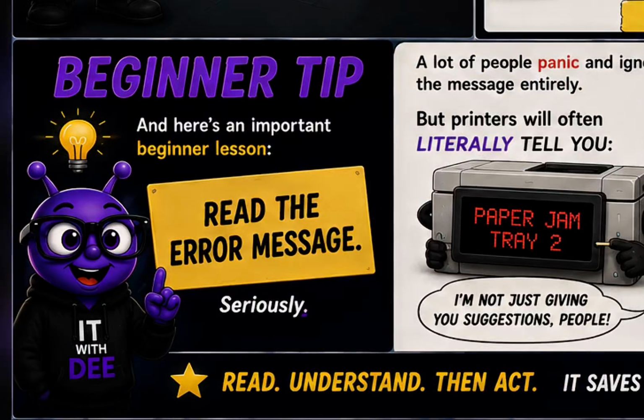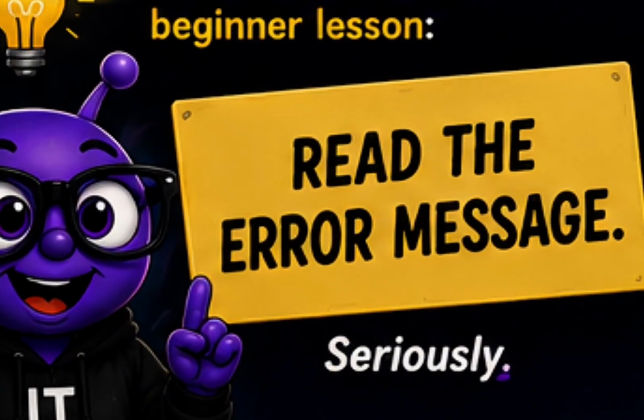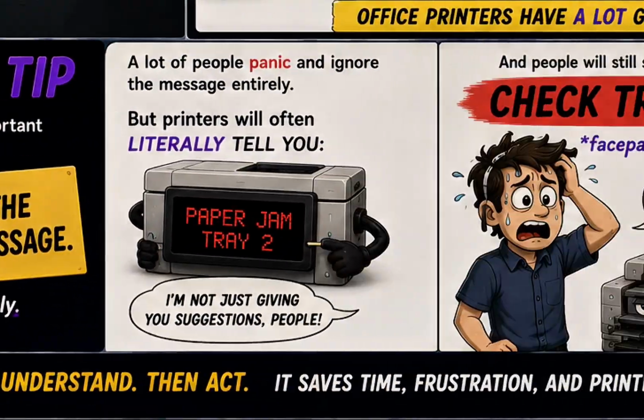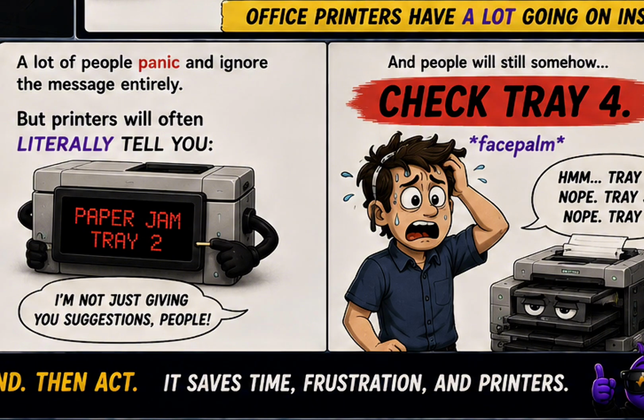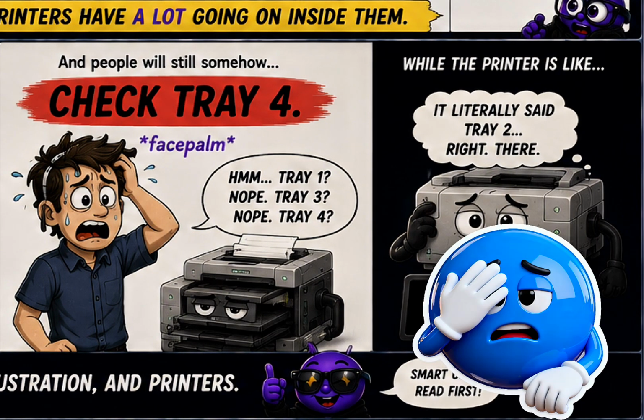If for some reason the printer is giving an error message, read the error message. Seriously, a lot of people panic and ignore the message entirely, but printers will often literally tell you paper jam tray 2, and people will somehow check tray 4.